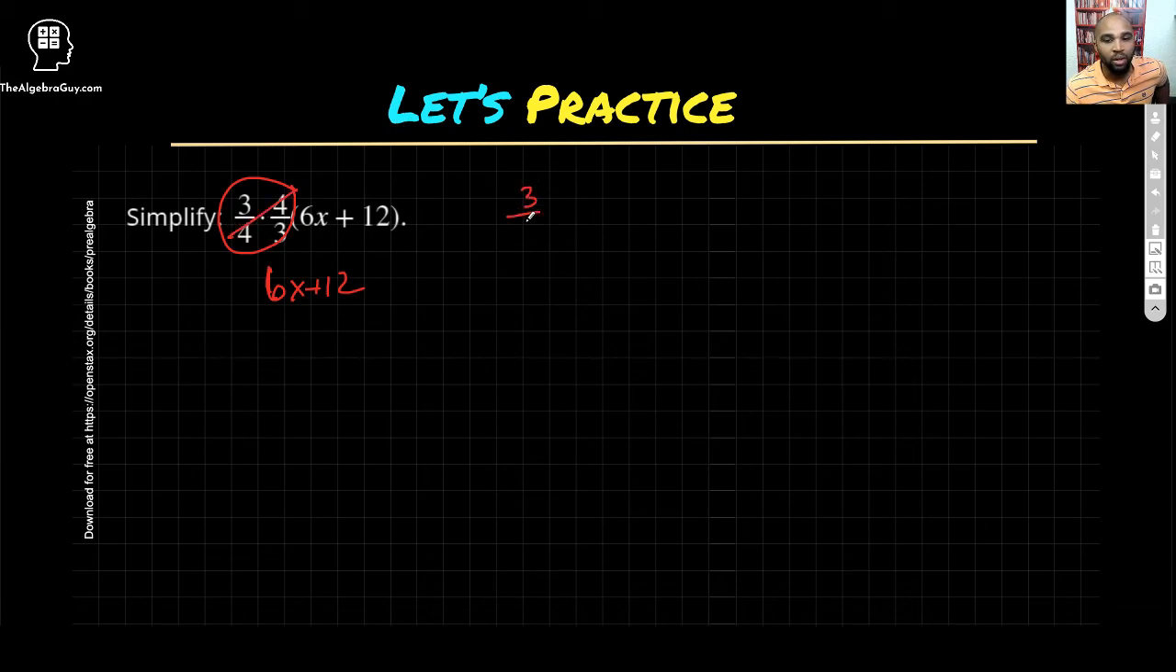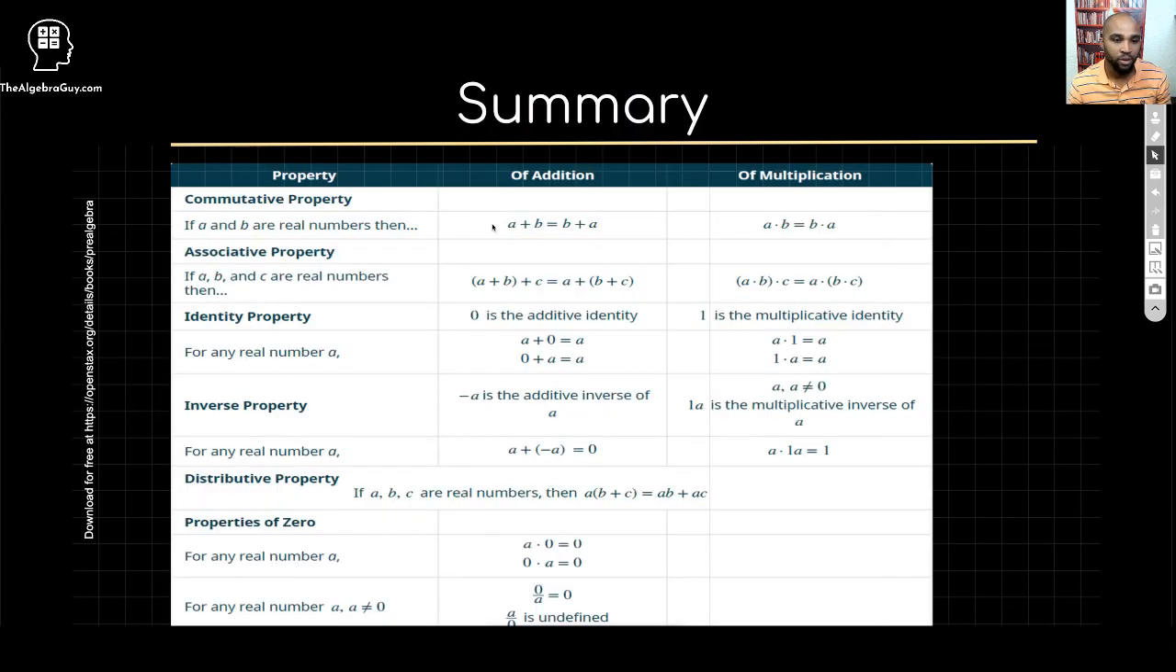Well, how do we know? I'm going to make sure I make this point clear. 3 times 4 is 12, 4 times 3 is 12, 12 divided by 12 is 1. So I can see that that's going to be 1. And I just start to learn that when you multiply reciprocals, you get 1. Multiplicative inverse.